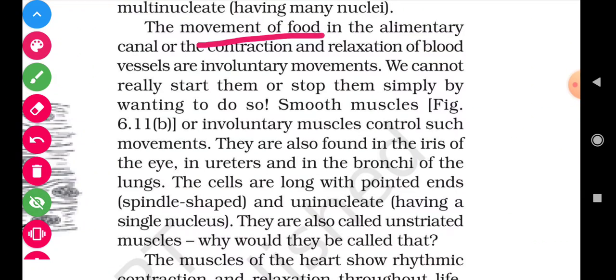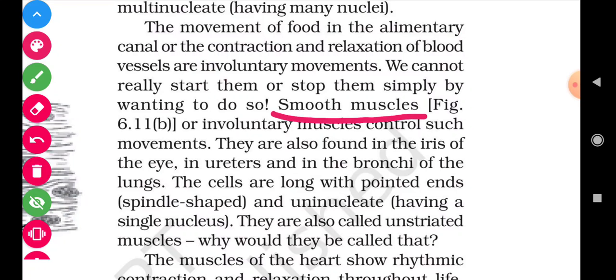The movement of food in the alimentary canal or the contraction and relaxation of blood vessels are involuntary movements. We can't really start them or stop them simply by wanting to do so. So, students, some movements are not in our control. That kind of movement is known as involuntary movements. The contraction and relaxation of the blood vessels are involuntary movements, so we cannot simply start or stop them by our will.